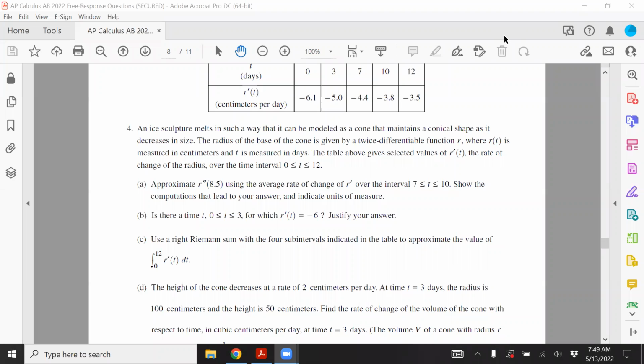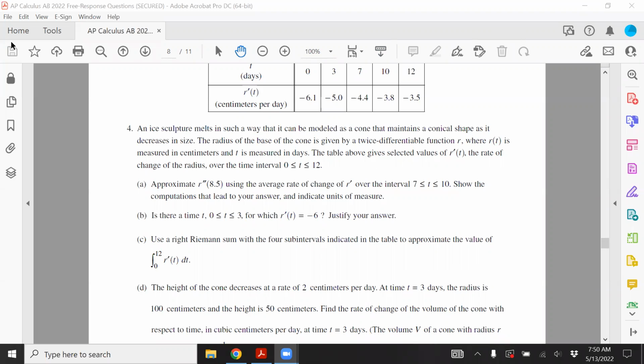Welcome back. Here's number 4 of the free response for the 2022 AP exam. I don't know why I keep messing that up. So 2022, there we go. Here they give us the table, number 4.